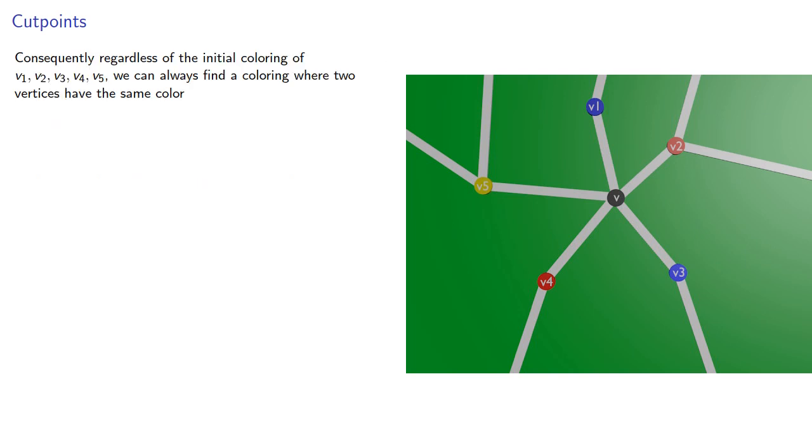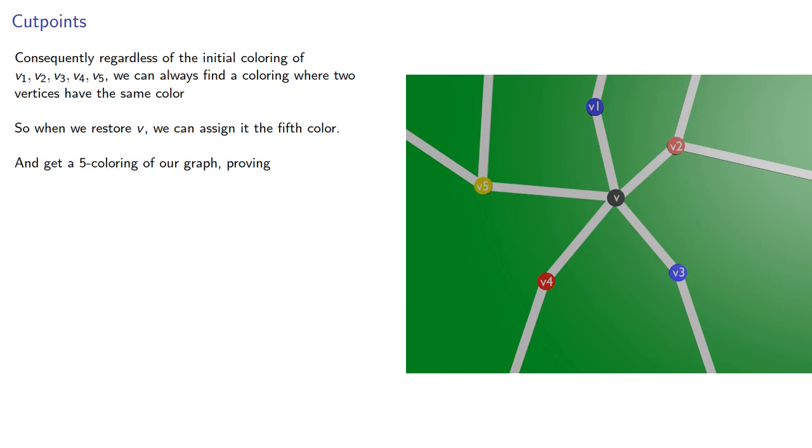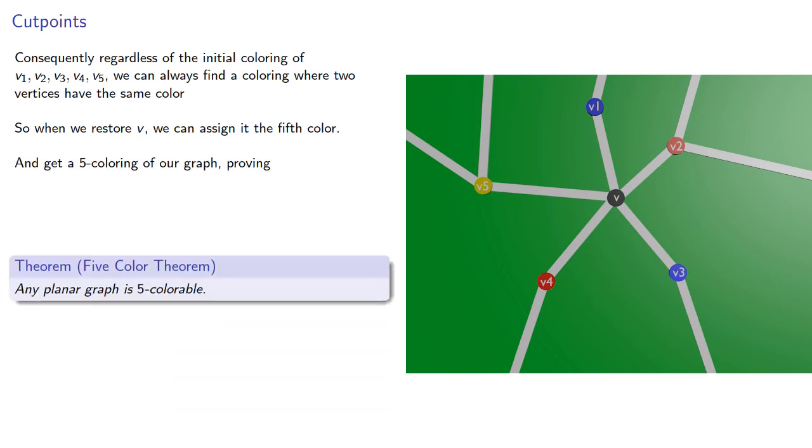Consequently, regardless of the initial coloring of the five adjacent vertices, we can always find a coloring where two vertices have the same color. So when we restore V, we can assign it a fifth color and get a five coloring of our graph, proving any planar graph is five colorable.